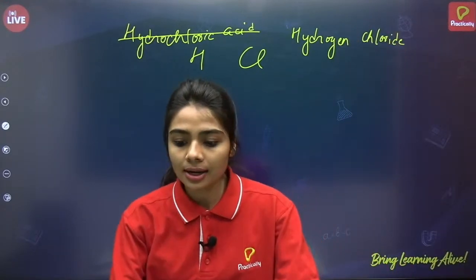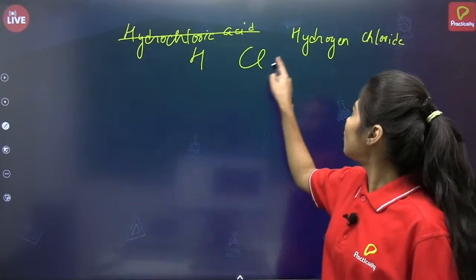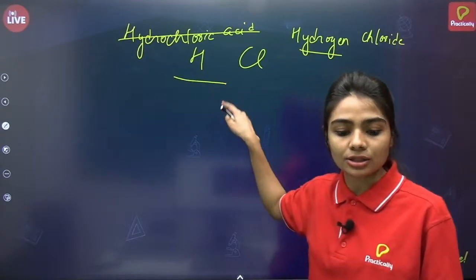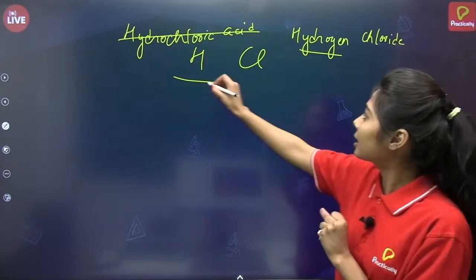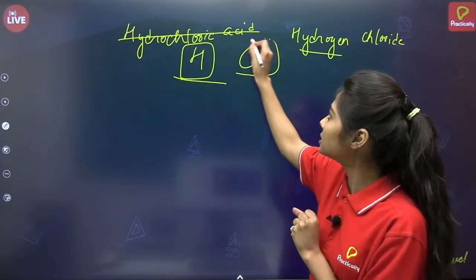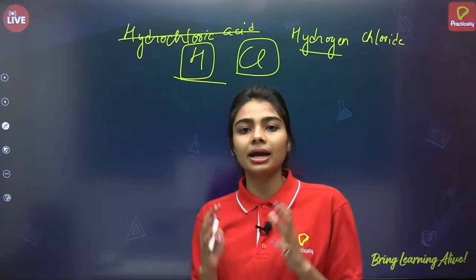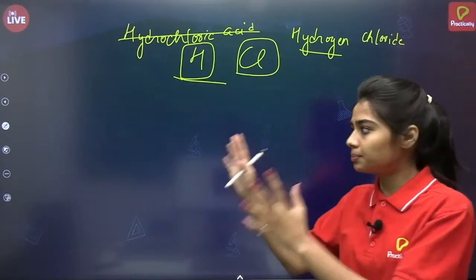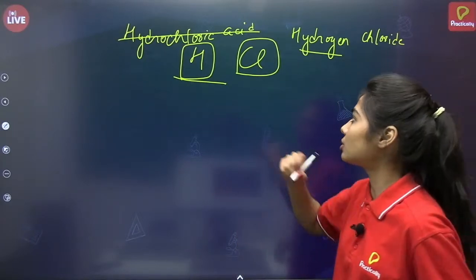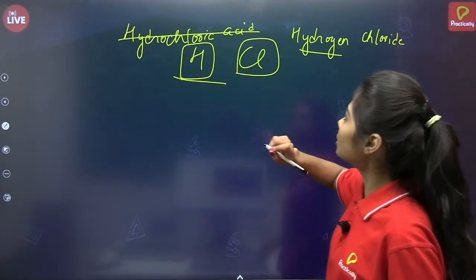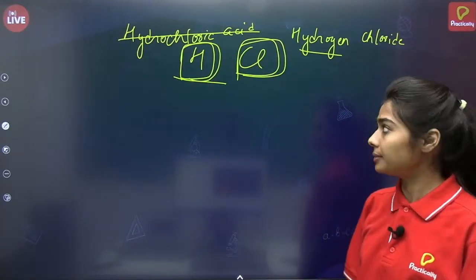Now, I need to write the chemical formula for hydrogen chloride. What will be the symbol for hydrogen? That is capital H. What will be the symbol for chlorine? Capital C, small l. Correct? Capital H, capital C, small l. This is the symbol. This we have already discussed, for those who came late. So please watch the previous slides also, so that you have conceptual clarity. For hydrogen chloride, H is the symbol for hydrogen, Cl is the symbol for chlorine.